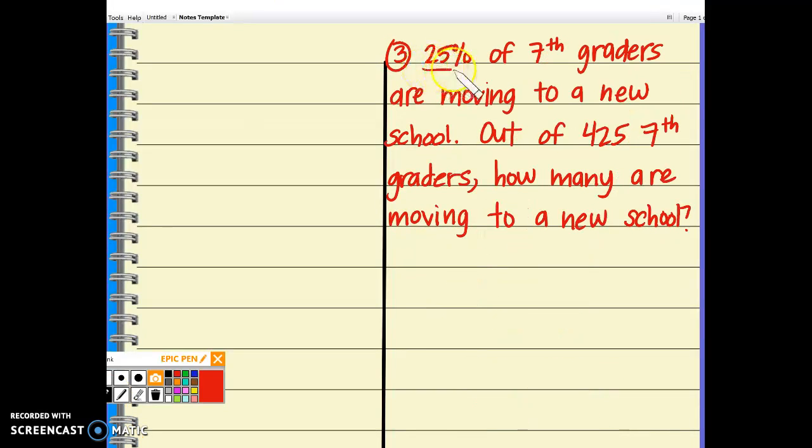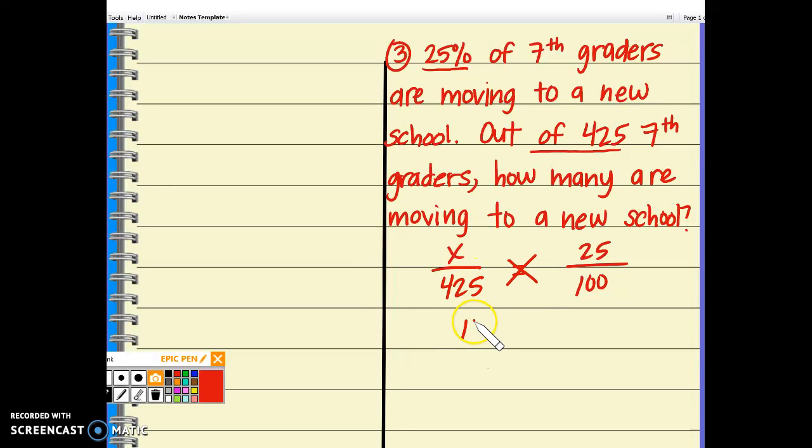So 25% of 7th graders are moving to a new school. Out of 425 7th graders, how many are moving to a new school? Okay, so we'll set our proportion up. The percent goes over 100. So we're solving for how many students are moving to the new school. So that would be the part. The whole would be 425.